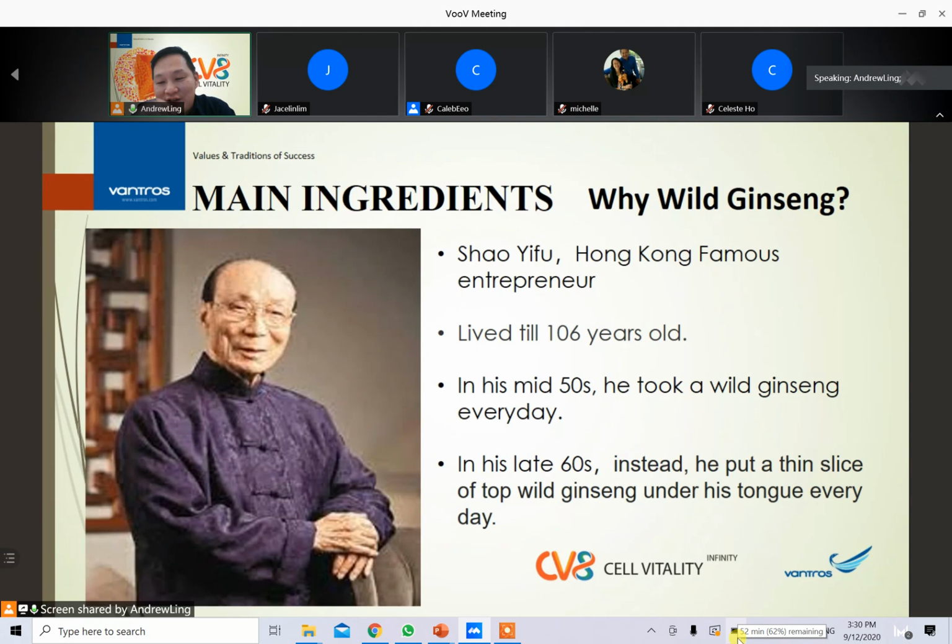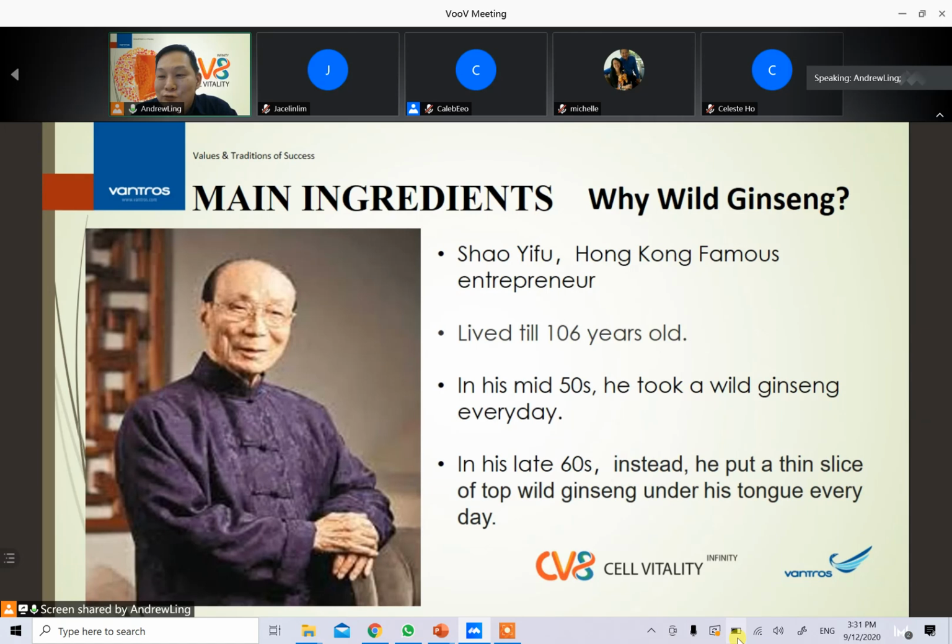Now, what was his secret? In his mid-50s, he took one wild ginseng every day. And in his late 60s, instead of taking the whole wild ginseng, he put a slice of wild ginseng on top under his tongue every day. That is why it helped to prolong his life and health until the age of 106 years.